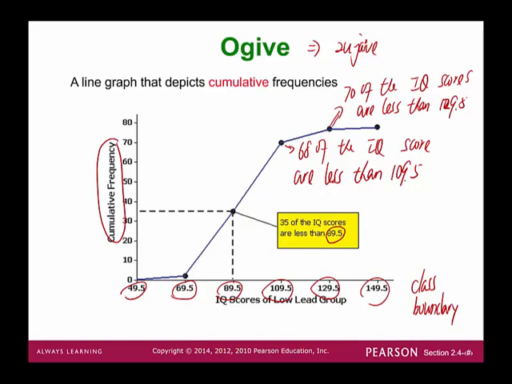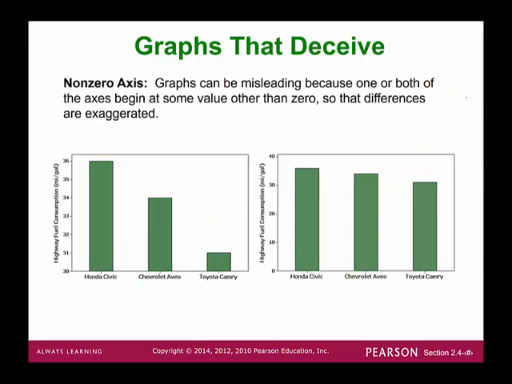So you can use the ODrive to get a lot of information, and write a summary sentence about the breakdown of all these IQ scores. And then also some graphs are misleading. Also, you can say that they are deceiving graphs.